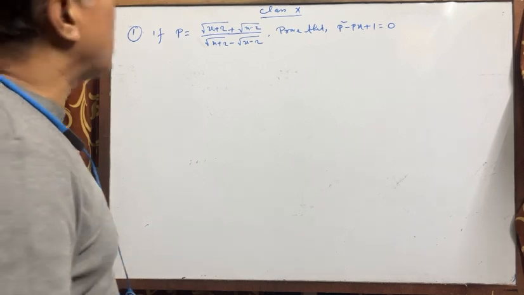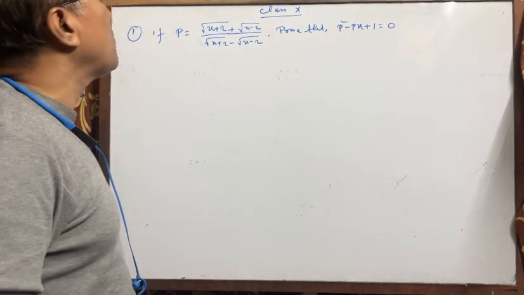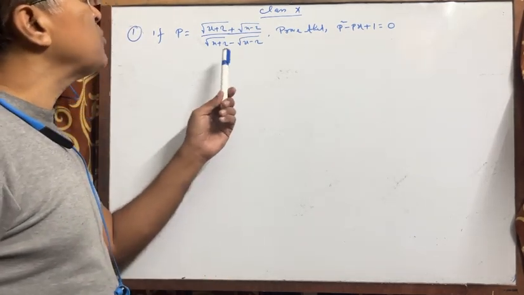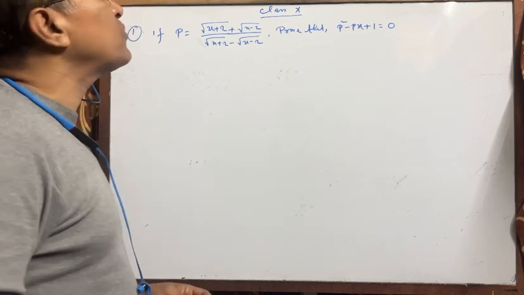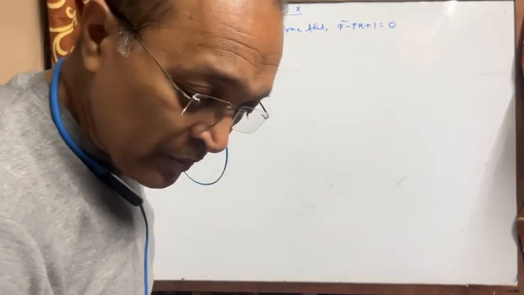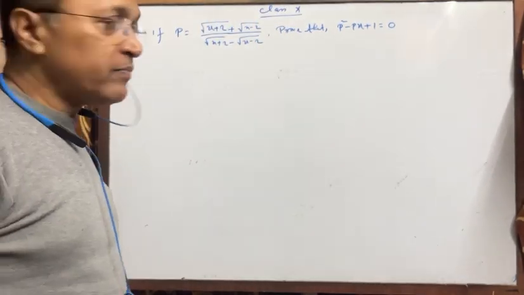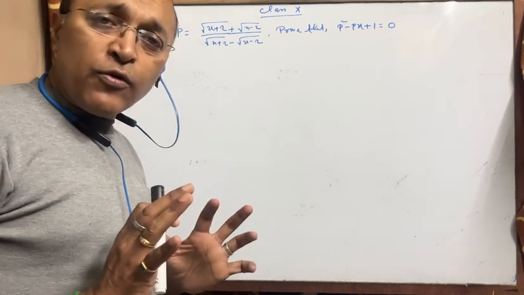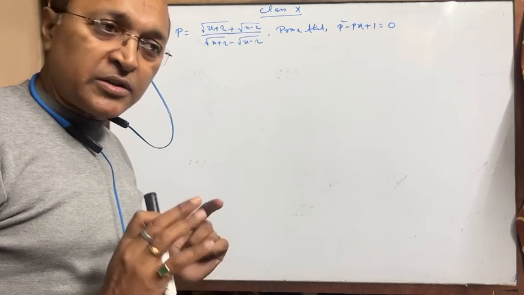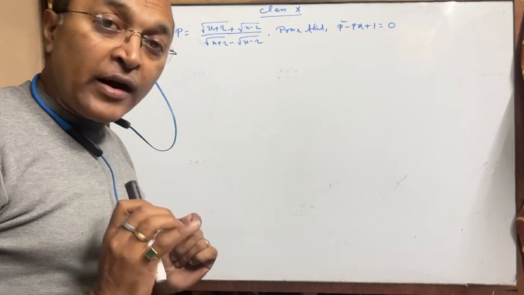What is given here? p is equal to (root over x plus 2 plus root over x minus 2) divided by (root over x plus 2 minus root over x minus 2). Prove that p square minus px plus 1 is equal to 0. These sorts of problems can be done in many ways. All of you know from the ratio and proportion chapters how to do it using componendo dividendo.